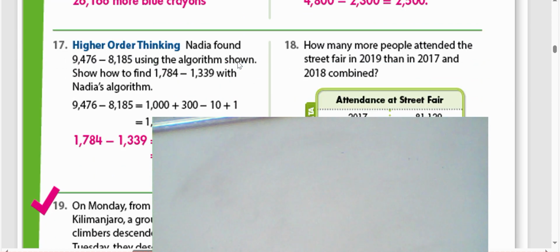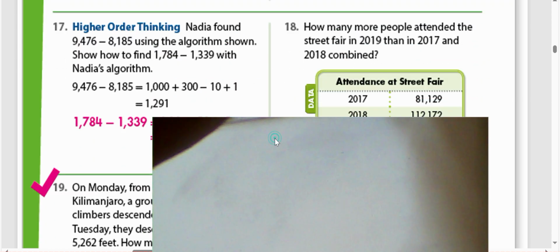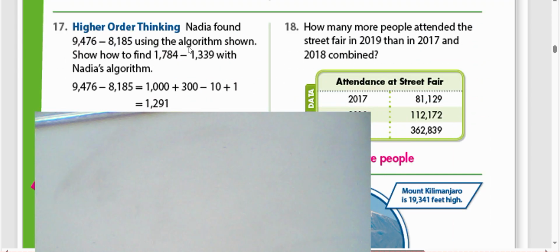Okay, but approximating, it's not very sensible. Okay, I am thinking Nadia found 9,426 subtracted by 800,185 using the algorithm shown. Show how to find the difference between two numbers with Nadia's algorithm. True. Solution here, 1,300 subtracted by 10 plus 1. She counts from the smaller number to get the greatest number.